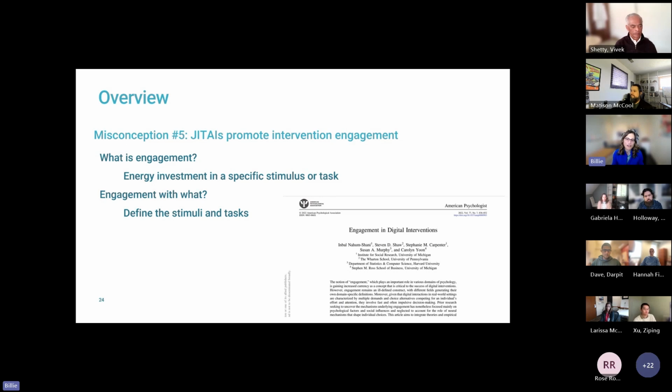So in this manuscript, we define engagement as the investment of physical, emotional, and cognitive energies in a focal task or stimulus. Now, if you define engagement in this way, you realize that to measure and understand engagement, we have to answer the question, engagement with what? We have to define clearly the stimuli and the tasks that we talk about. And let me show you an example.